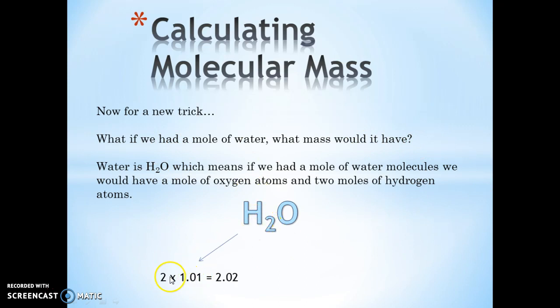So 2 hydrogens, I would multiply 2 by 1.01. This is from the periodic table. I would take 1 times 16.00, and then I would simply add those things together and get a total mass of 18.02 grams in a mole of water. If I had 6.02 times 10 to the 23rd molecules of water together, then it would have a mass of 18.02 grams. Just as easy as that. Go to the periodic table, look up the mass of the individual pieces, multiply however many of those pieces you have, and then add everything up.